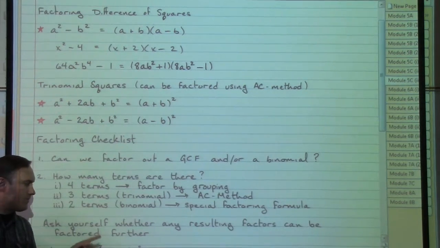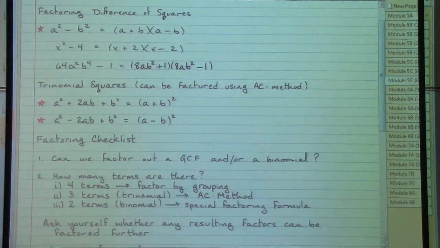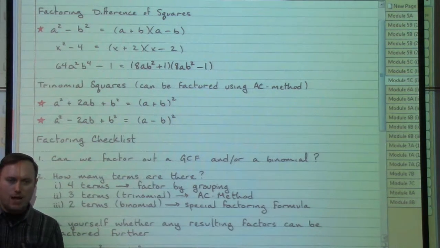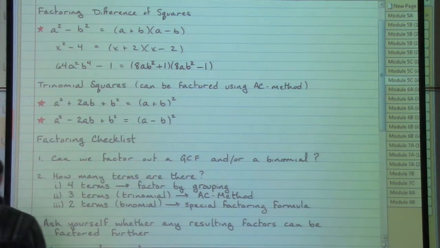Remember this, ask yourself whether any of the results that you've gotten can be factored anymore. And that will hopefully allow you to catch anything so that you do not stop too soon.